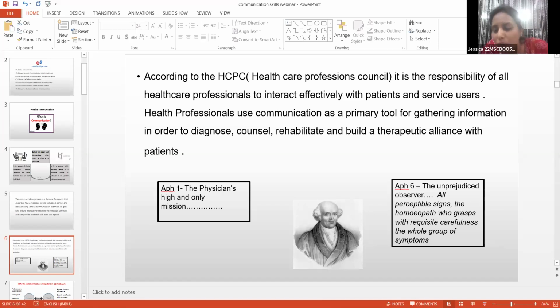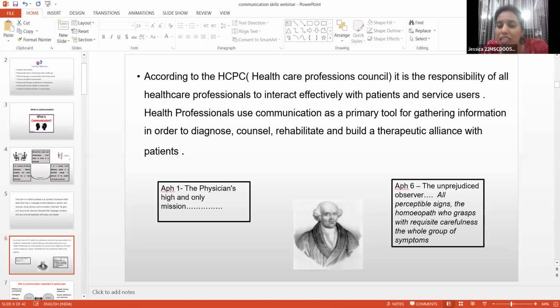Again, when we go to aphorism 6, Dr. Hahnemann there re-emphasizes the unprejudiced observer, and it's a very big aphorism, but I would just pinpoint certain things which I want to highlight here. There he says all perceptible signs. That means when we are interacting, the patient comes with so many perceptible signs, and we are supposed to understand those signs. When we look at the types of communication, we know that it is verbal and non-verbal. So we are supposed to gather all those perceptible signs.